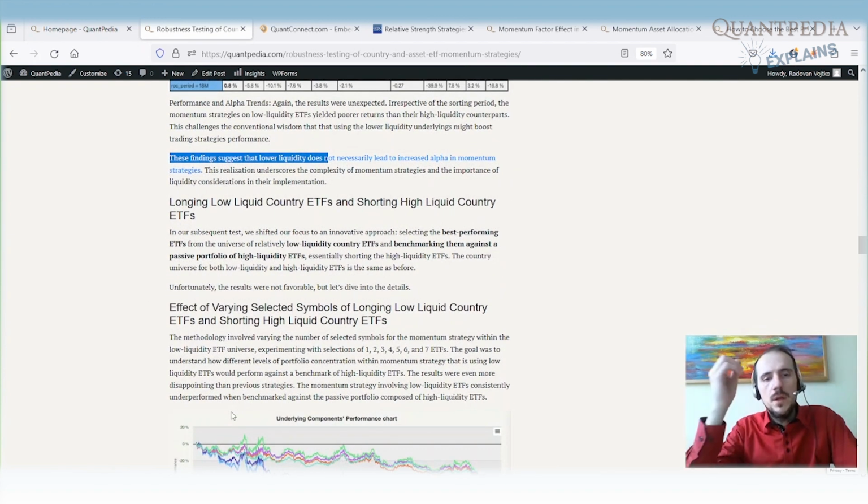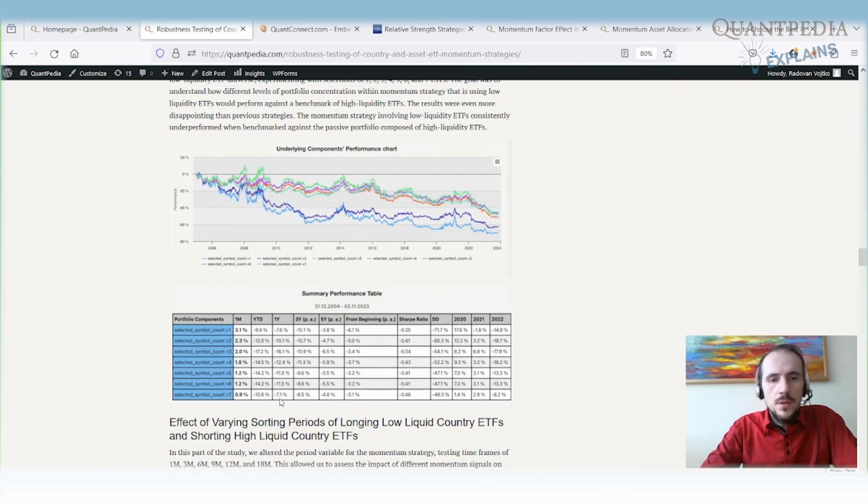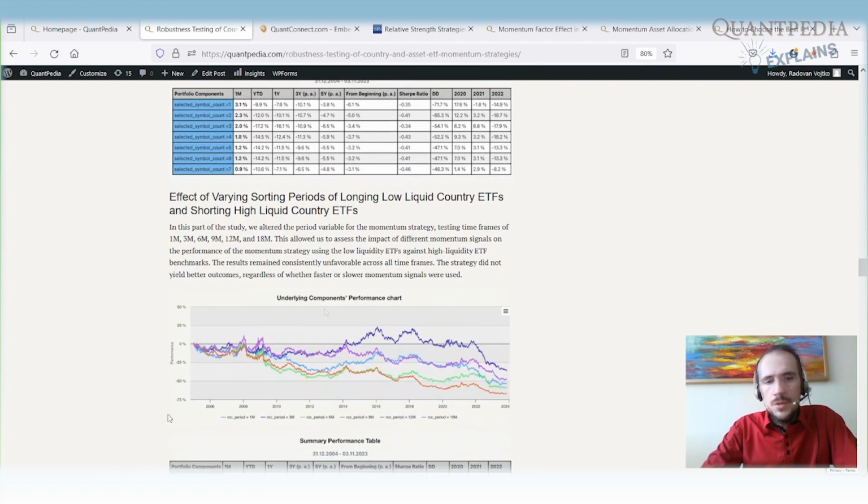Then we tried another idea. So let's imagine that we go long countries from the low liquidity group, and we short the equally weighted investment universe of the countries that are highly liquid. Unfortunately, the results were again not favorable. Also, we could change the number of symbols, or we could change the sorting period.